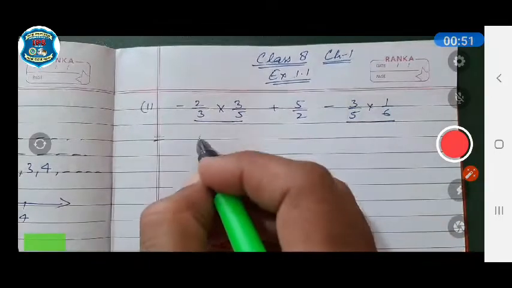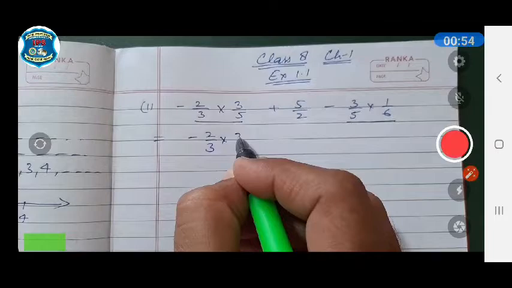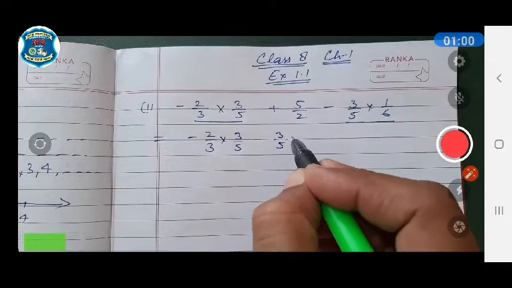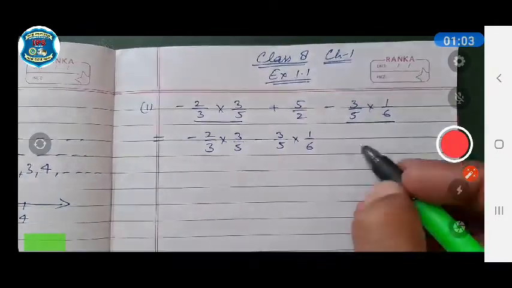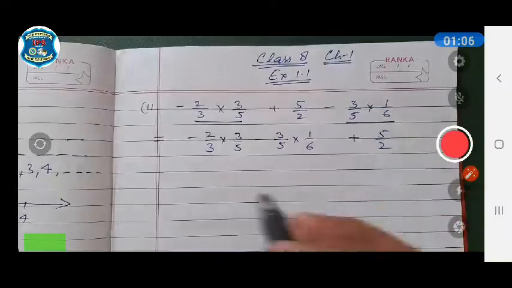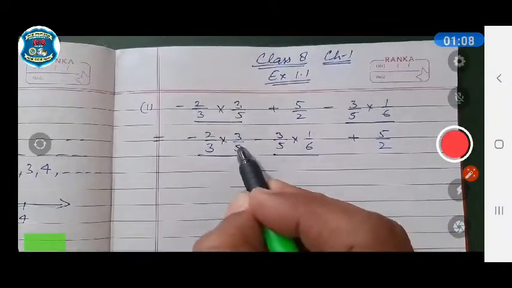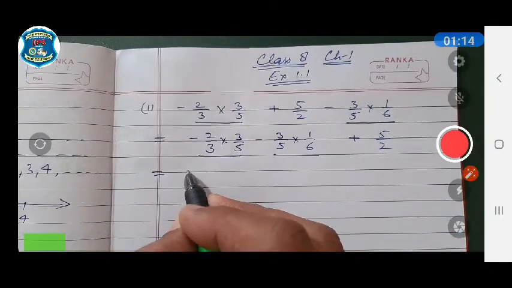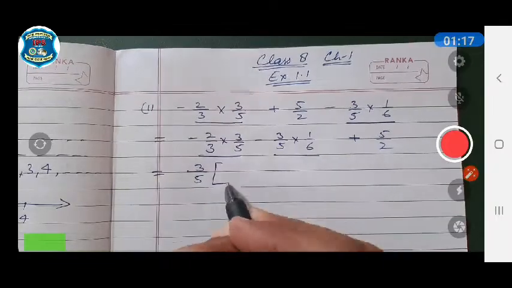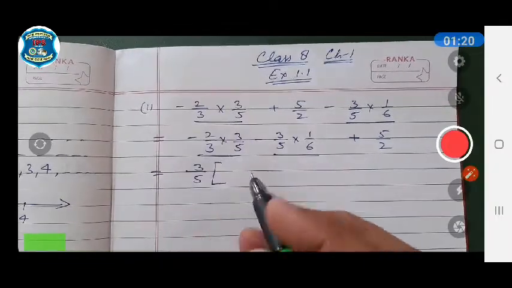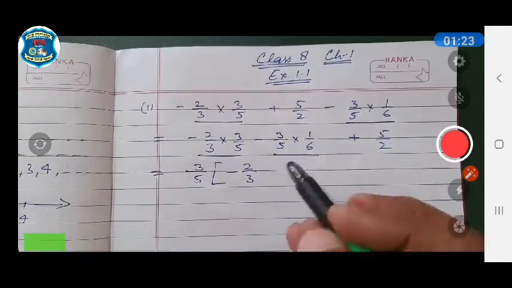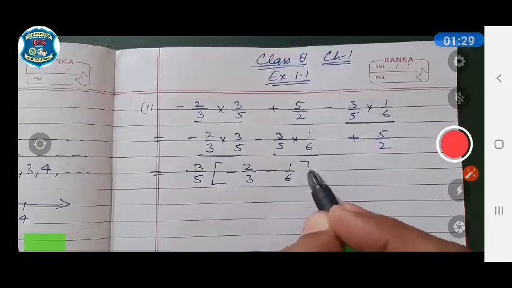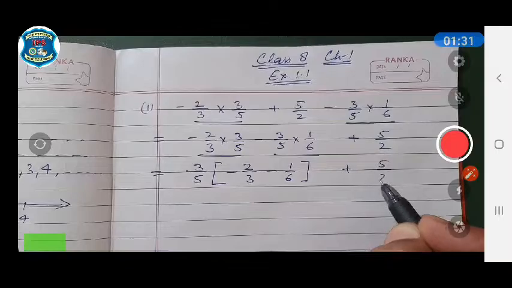So let us write them first. Minus 2 upon 3 multiply 3 upon 5, then minus 3 upon 5 multiply 1 by 6, and this is the remaining value, plus 5 upon 2. Now in these two pairs, what is common? 3 upon 5 and 3 upon 5 is common. So let us take common 3 upon 5. Now in the bracket, what is the remaining value? Minus 2 upon 3. And here, what is the value? Minus 1 upon 6. Bracket close, plus 5 upon 2.